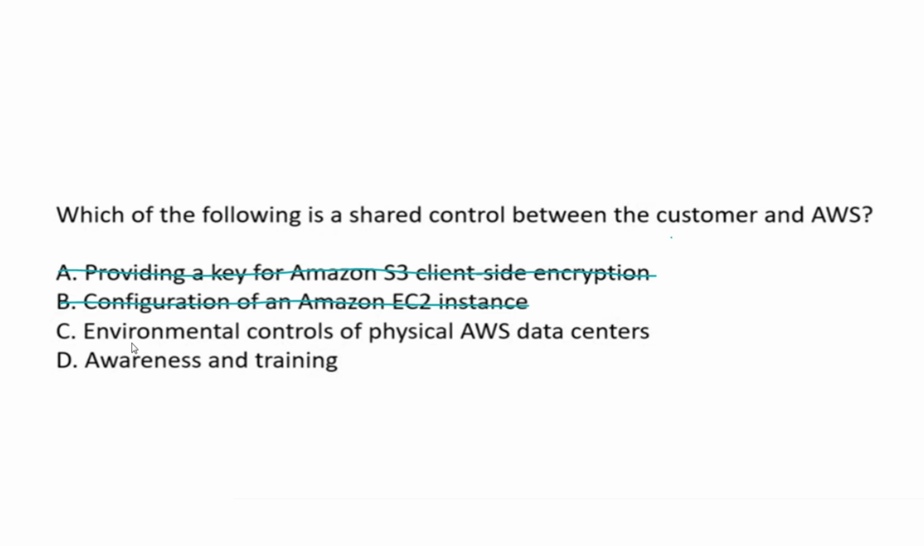Now option C says environmental control for physical AWS data centers. Again, this option deals completely with AWS, and the customer has nothing to do with it, because no one is permitted to enter their data centers. Only AWS can access those data centers. So this is something that only AWS can access, this is something that the user can access, and this is again something that only the user can access.